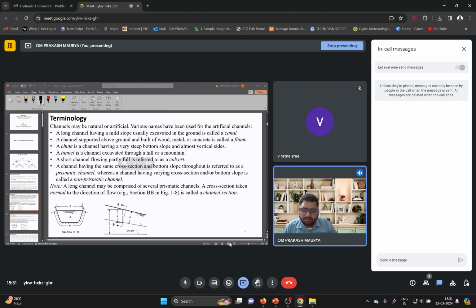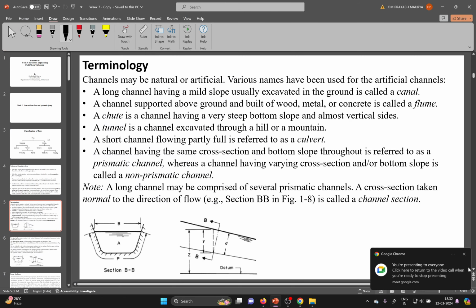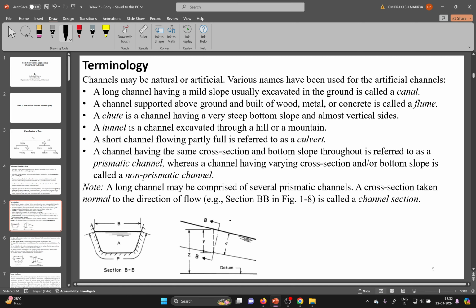Okay, Ratna, say, am I audible or not? Yes, sir, audible, sir. Okay, whatever I'm writing, is it visible? No, sir. Oh, you are not able to see. Okay. Now you can see? Yes, sir. Okay, oh, after putting in full view mode, you are not able to see.